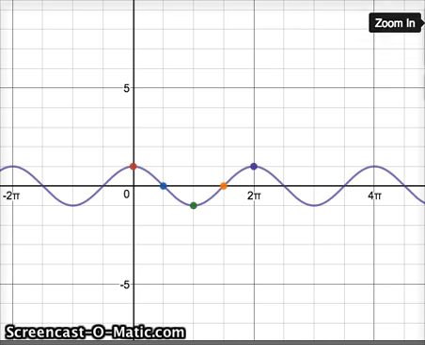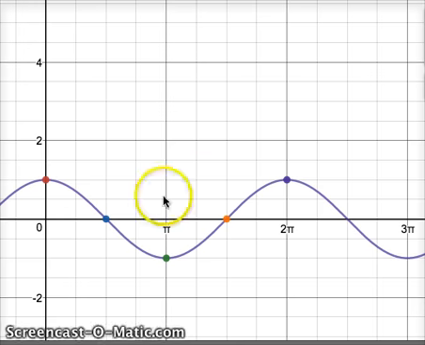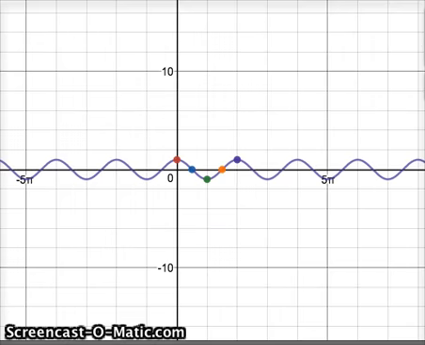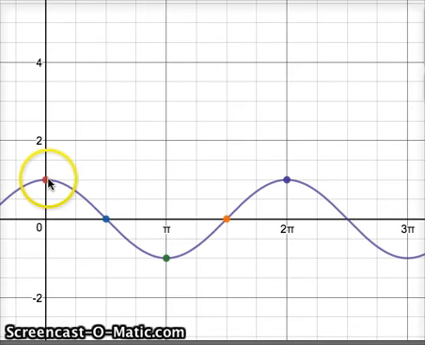And indeed, we could zoom it in and see our primary period here from 0 to 2 pi. We could zoom it out a few times, and you'll recognize that that trend just continues over and over and over again. So this is our basic picture of cosine. So we want to kind of know that.